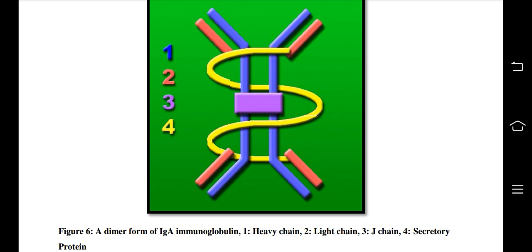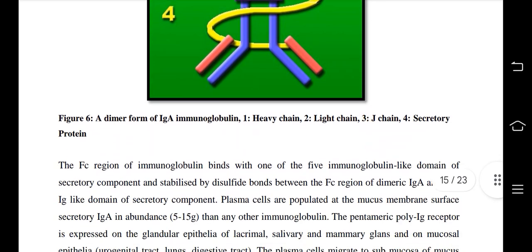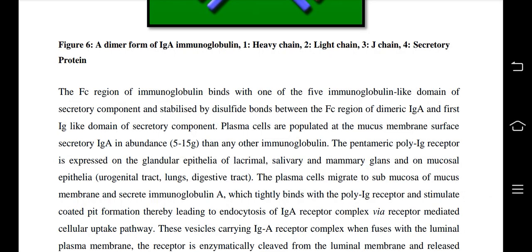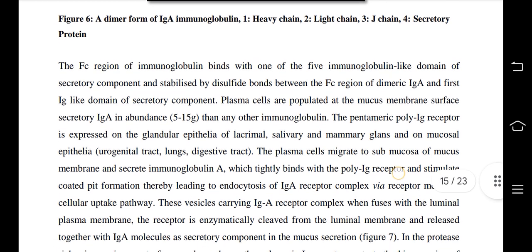Then secretory protein 4, yellow colored. The Fc region of immunoglobulin binds with one of the 5 immunoglobulin-like domains of the secretory component and is stabilized by disulfide bonds between the Fc region of dimeric IgA and the first Ig-like domain of the secretory component.